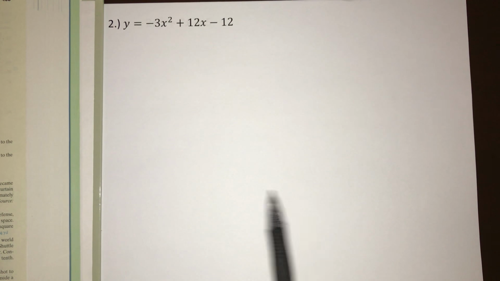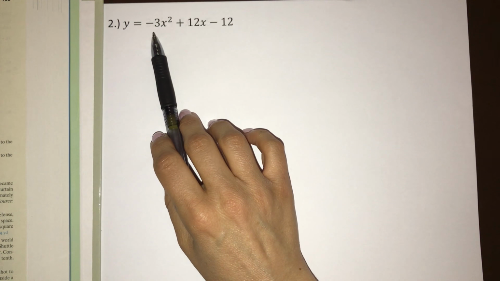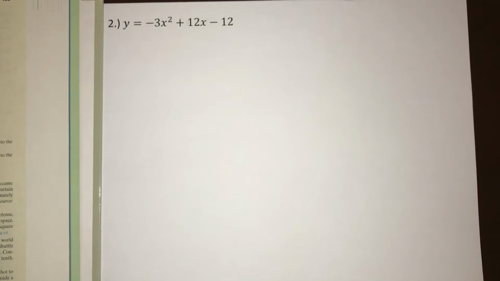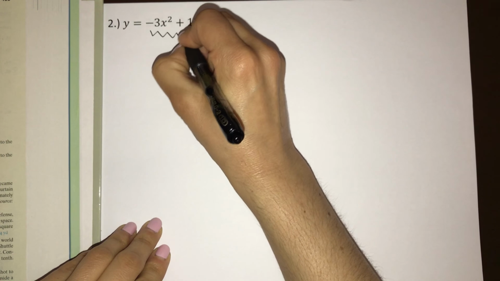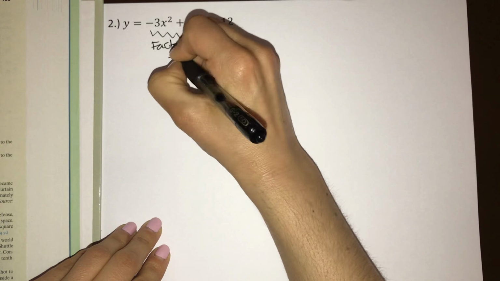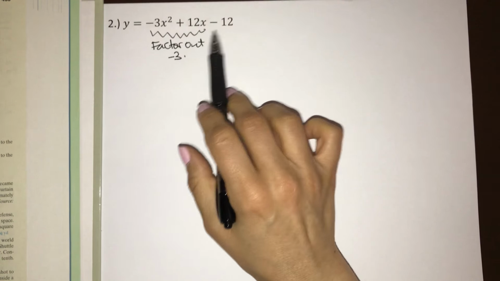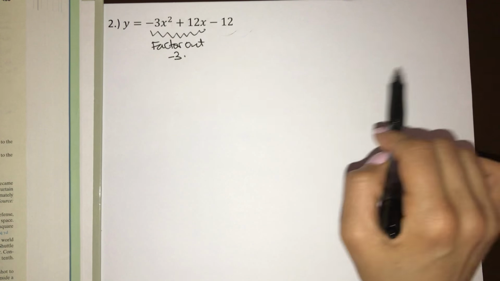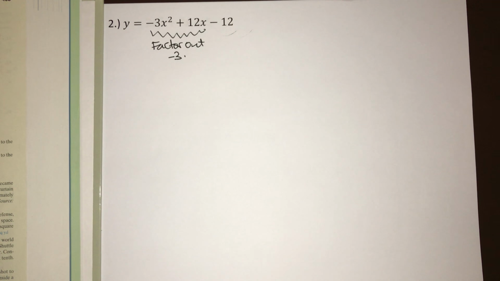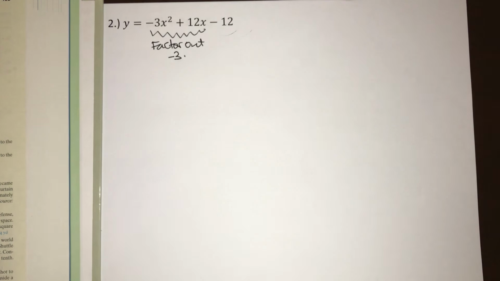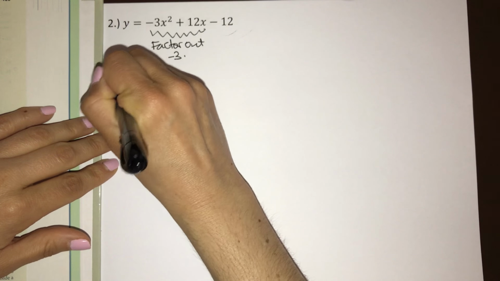For this example, since we don't have 1 here, what you need to do is factor out whatever this number is, but you only factor it from the first 2 terms. So we need to factor out negative 3 from the first 2 terms. I do not care about negative 12. This number is going to stay to the side because negative 12 will be part of the k value. So we got to be careful here. There's a few extra steps, and we have to be careful with those steps.